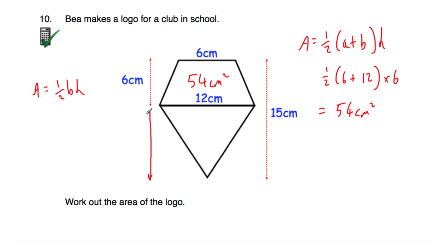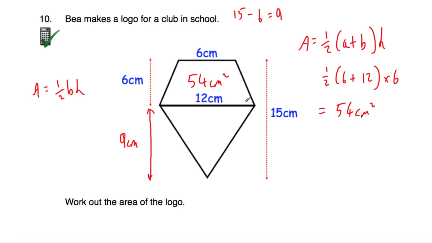So that's the distance from the base to the highest point, this distance here, the perpendicular height. Now the height of the whole shape is 15 centimeters. And if we do 15 take away 6, that is equal to 9. So that means this distance here must be 9 centimeters.